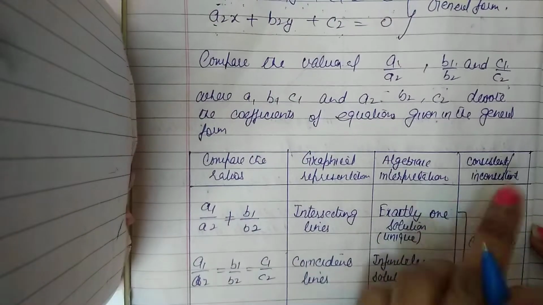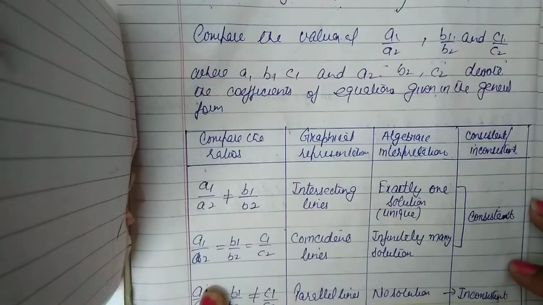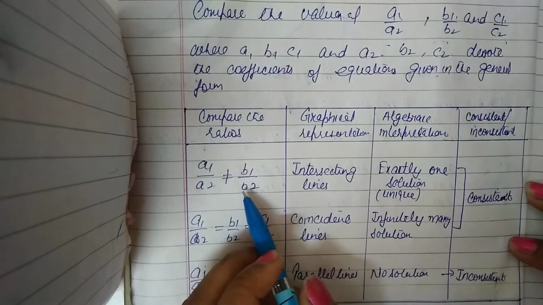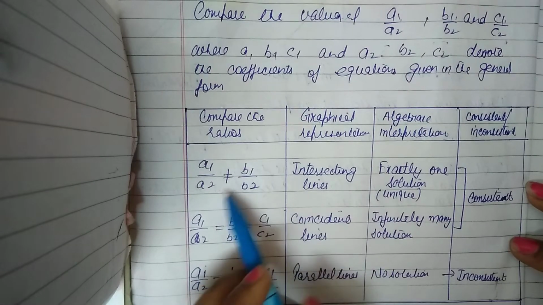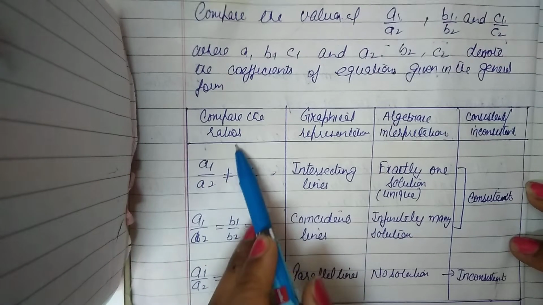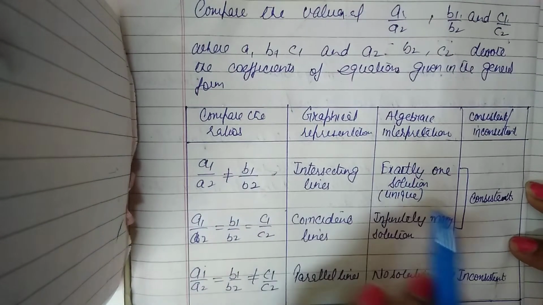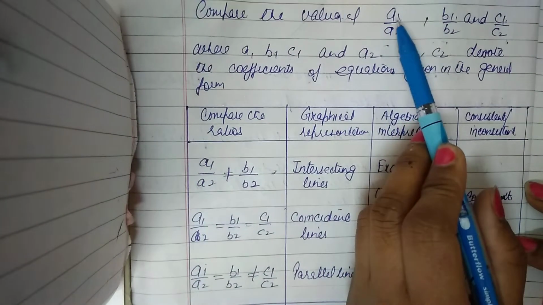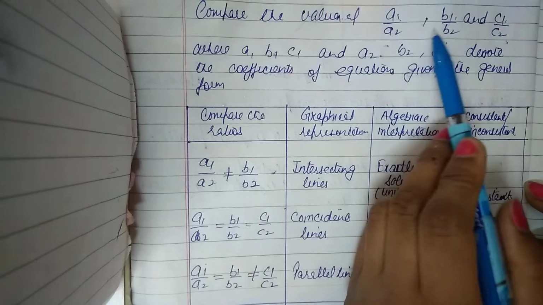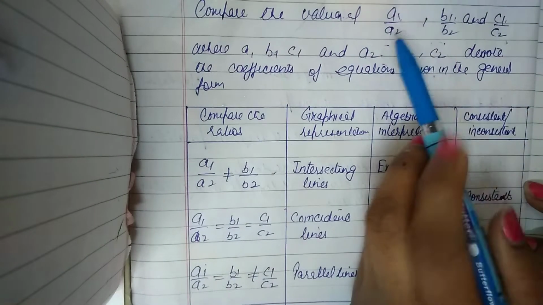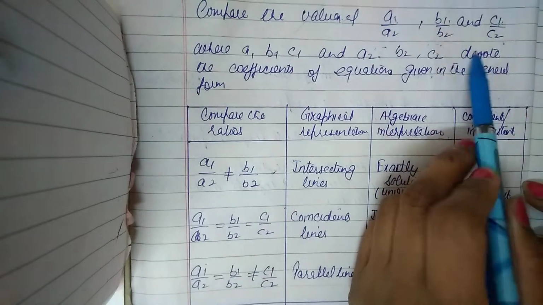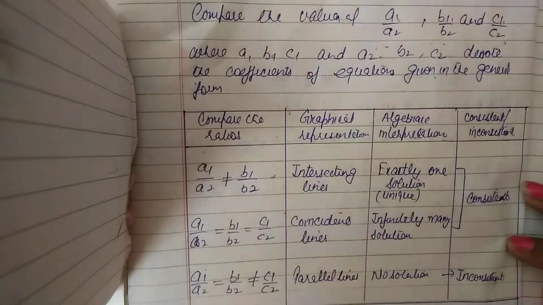I made some chart from this table. When we compare the two equations, the coefficients of their variables x and y and the constant terms, we find their ratios a1 upon a2, b1 upon b2 and c1 upon c2.